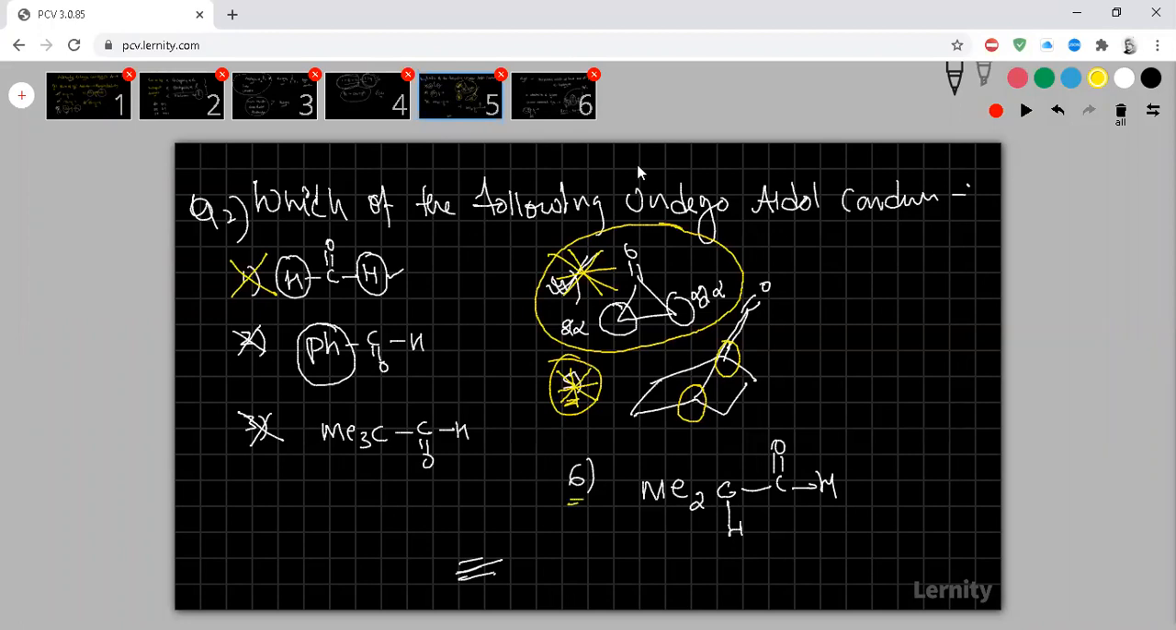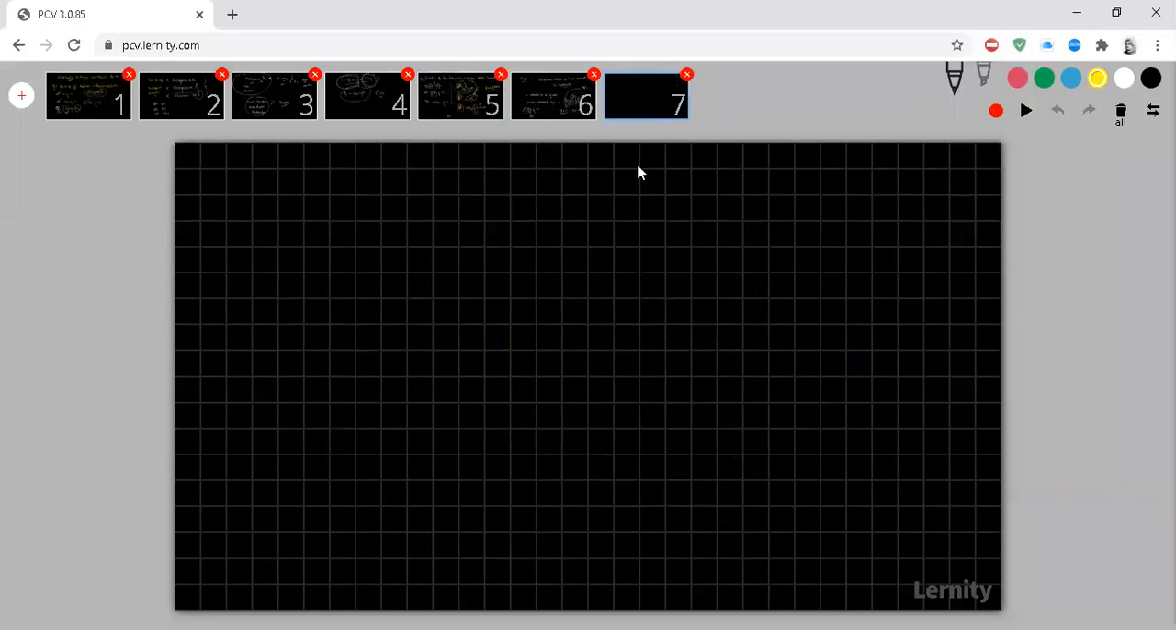And let's come to this one. This is also having alpha hydrogen here. So you may expect this can also give the aldol condensation, but this also does not give the aldol condensation. So which of the following undergo aldol condensation? The answer is none of these. No one can give the aldol condensation. Now let's look at the reasons why this cyclopropanone does not give the aldol condensation.